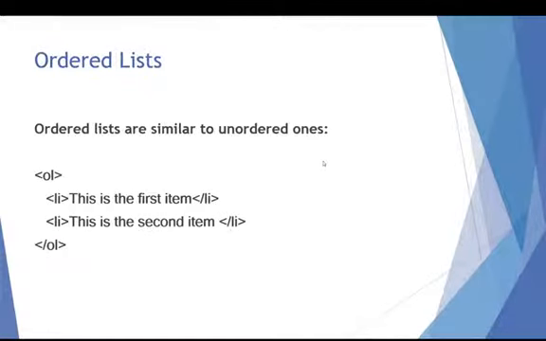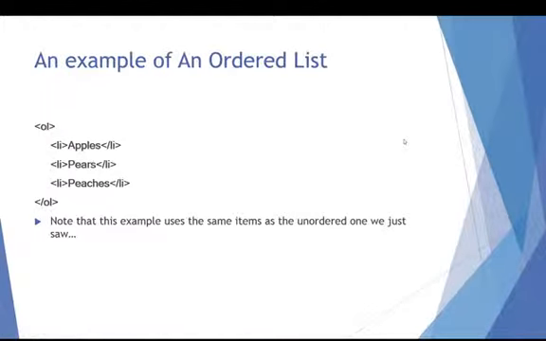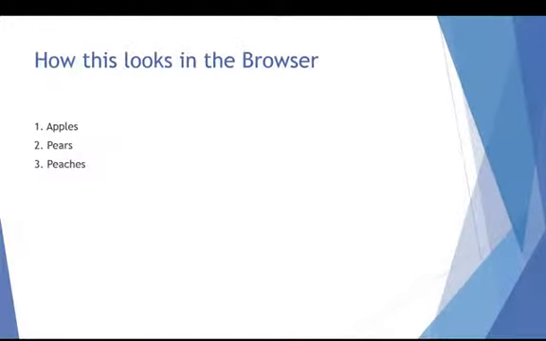Okay, ordered list or numbered list, and the only difference is that we use OL for ordered list instead of UL for unordered list. And so here, again, I have the apples, peaches, and pears, and there it is as a numbered list. Okay, so those are real easy to do.